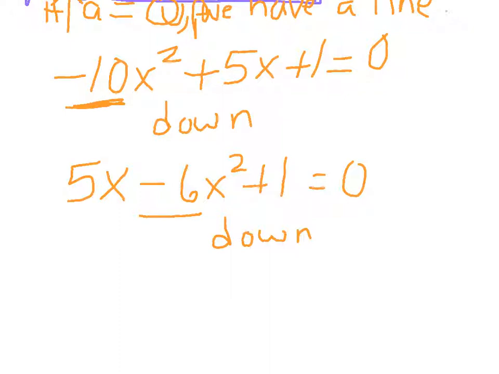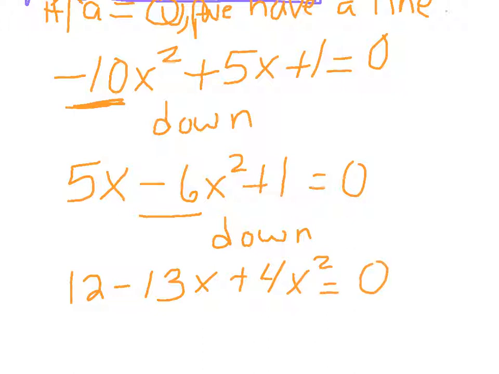Alright, let's try 2 more. How about 12 minus 13x plus 4x squared equals 0. Up or down? Again, look at the number in front of the x squared. It's positive. It's going to open up. And I do have one more that I want to run by you.